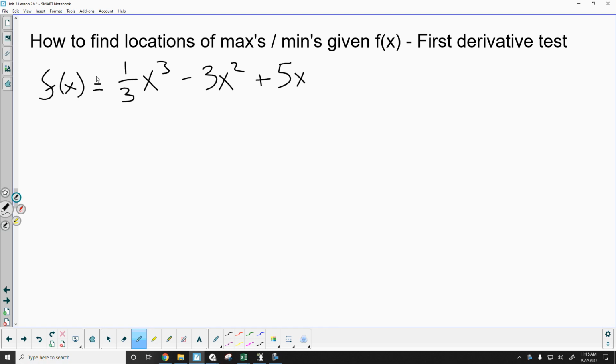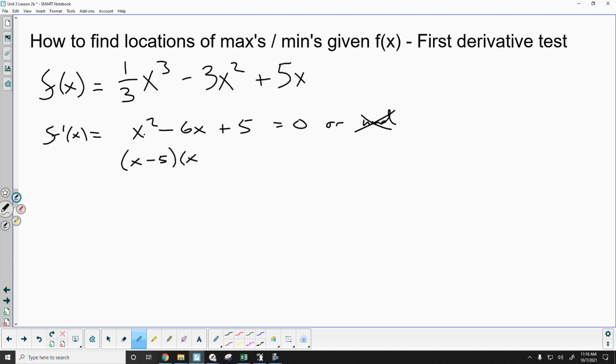I'll give you a function. I'm going to eventually ask you to graph it. Step 1, take the derivative. You'll set it equal to 0 or see when it's undefined to find the critical points. You don't have to worry about undefined, there's no denominator. You are proficient at factoring and solving the equation. Great. Step 1, check.